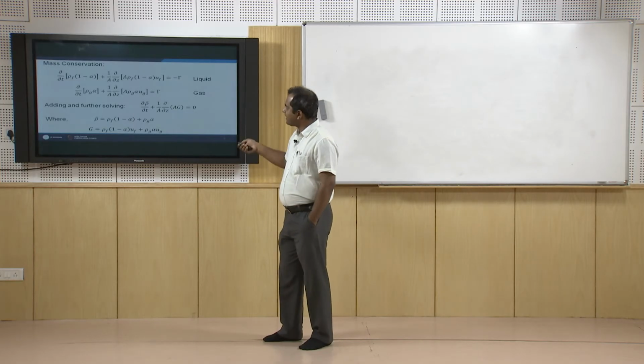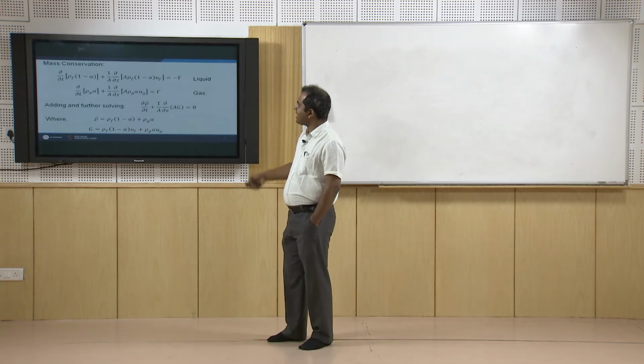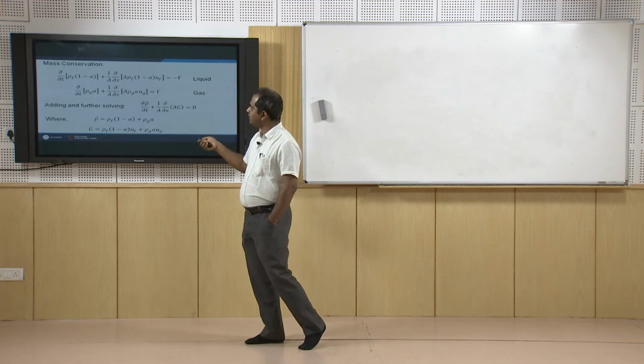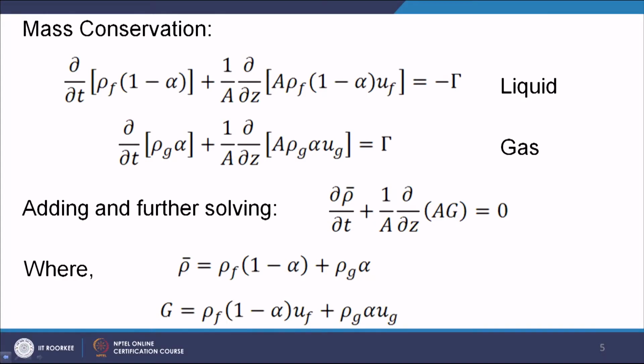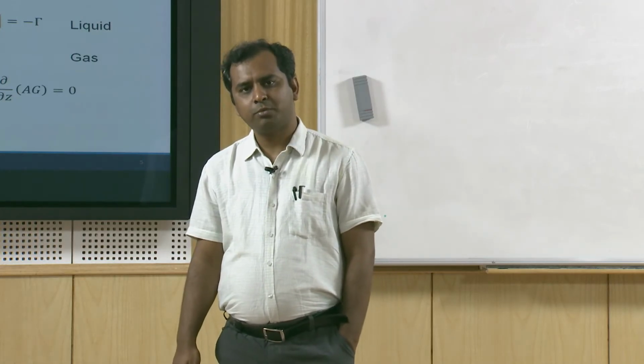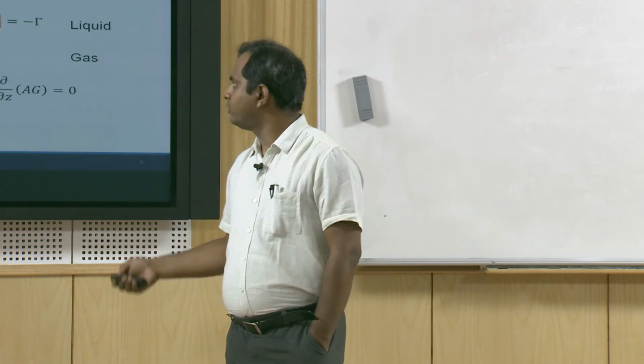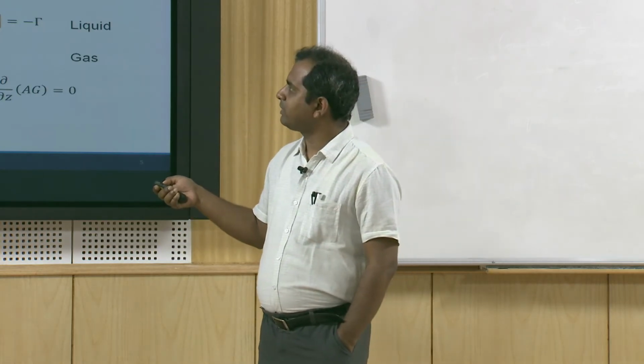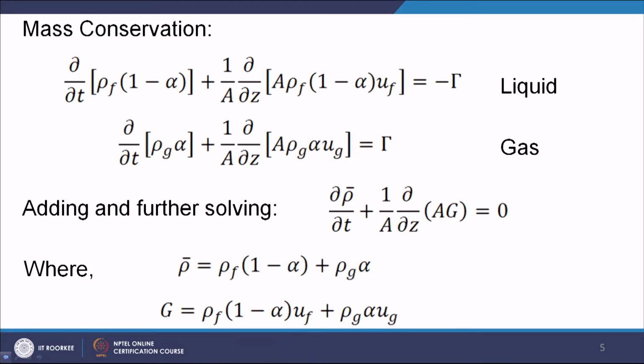Now, if we add these two equations, both unsteady parts can be added. So, del t of rho f into 1 minus alpha plus rho g into alpha, which is nothing but rho bar, or average density. This we also derived in the homogeneous flow equation, if you remember. There we also showed that rho f into 1 minus alpha plus rho g into alpha is rho bar. So, after adding, we have the unsteady part as del rho bar del t, right.